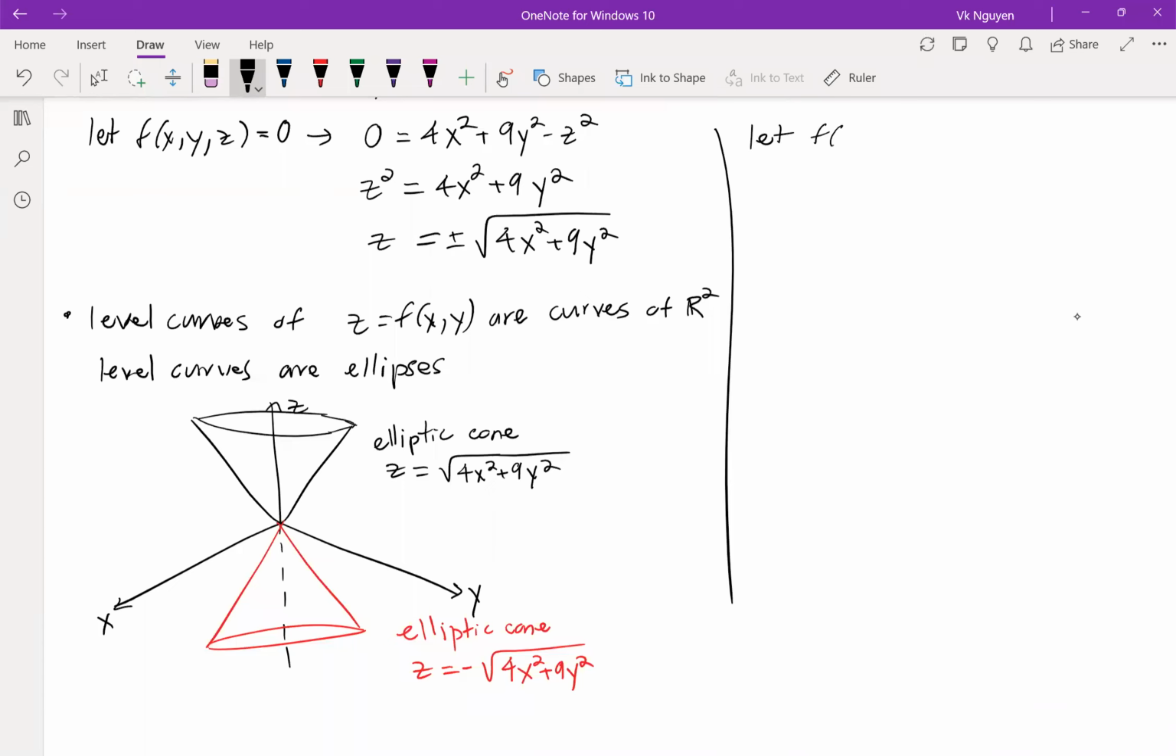Let f(x,y,z) equal 1. This means that we're going to have 1 equal 4x squared plus 9y squared minus z squared. So we have z squared plus 1 equal 4x squared plus 9y squared. Don't bother to solve for z here. If you have this, it is much better to do the level curve.